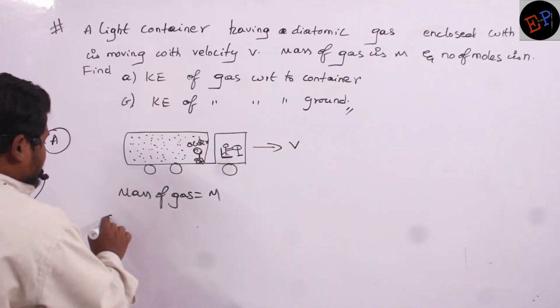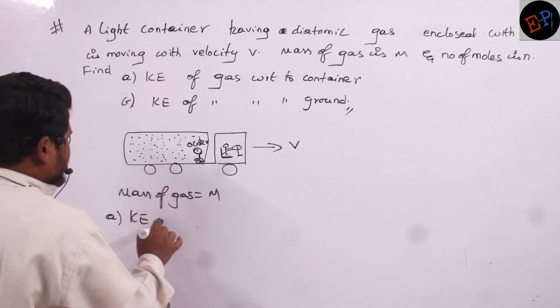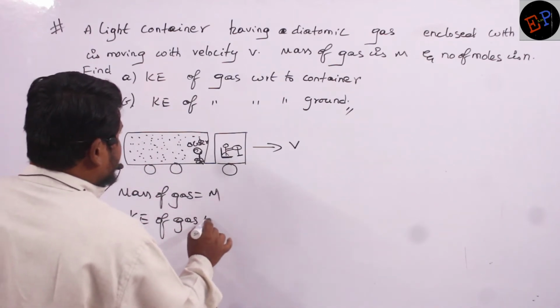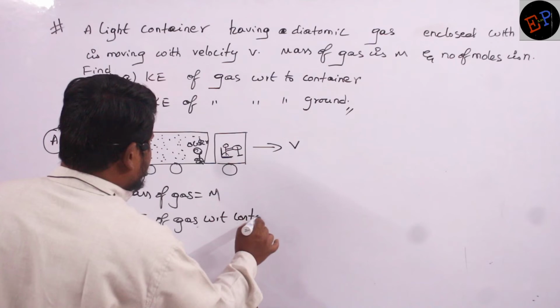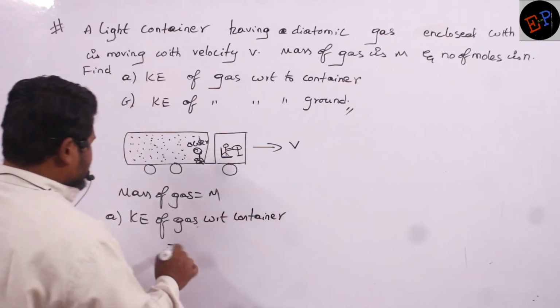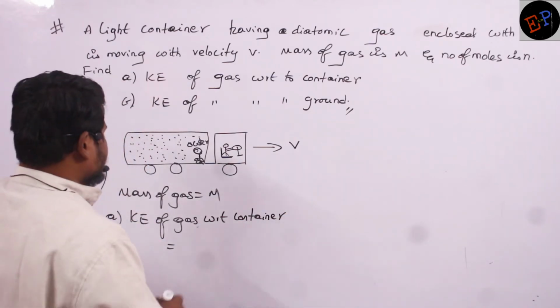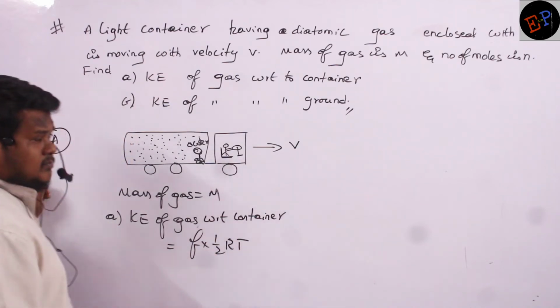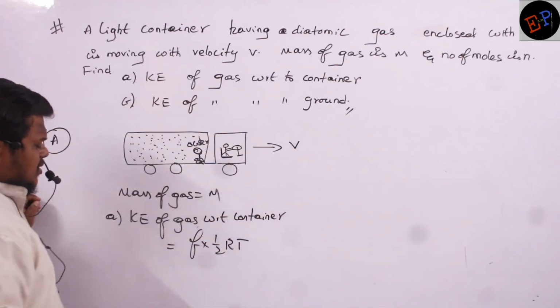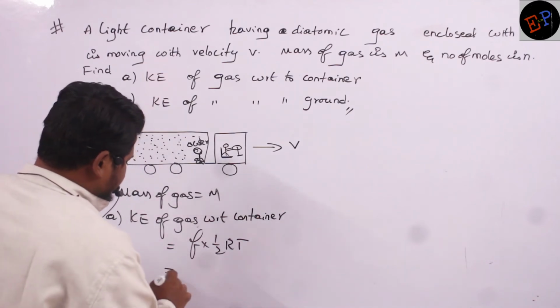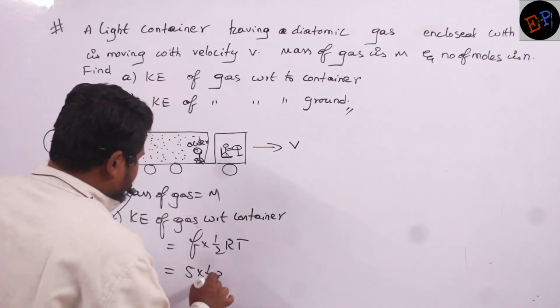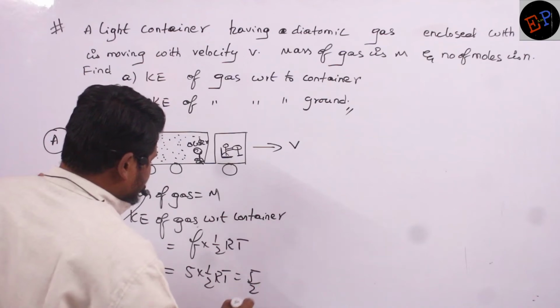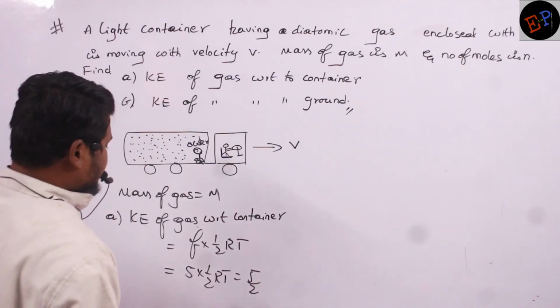So the answer for the first one, the kinetic energy of gas with respect to container itself, is equal to its internal energy. So the number of degrees of freedom multiplied by half RT. This is the equation. What kind of gas is this? Diatomic gas. So the number of degrees of freedom is 5, multiplied by half RT. How many moles? N moles are there.